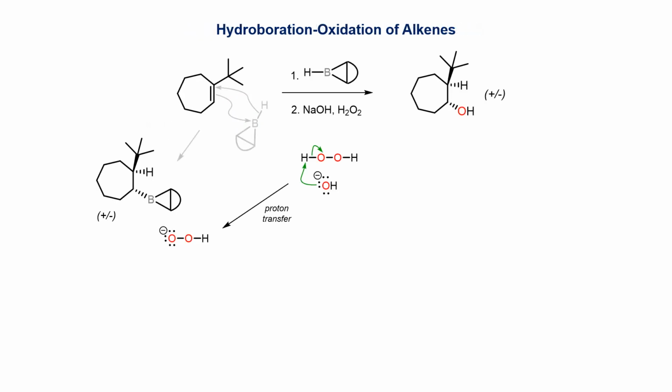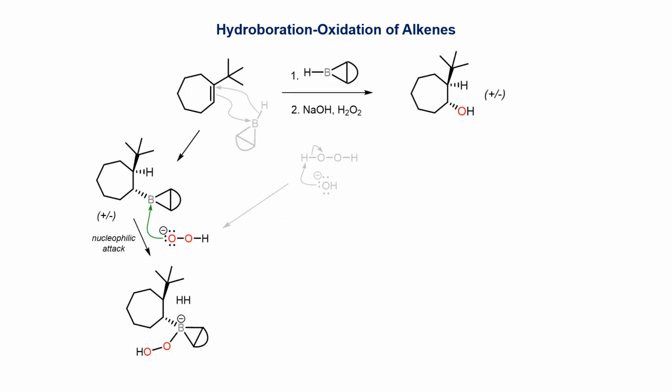A basic mixture of hydrogen peroxide and sodium hydroxide is then applied to the alkyl borane product mixture, with a fast acid-base reaction producing the nucleophilic peroxide anion in a preliminary step. The nucleophilic peroxide anion then attacks the electron-poor boron on the borane to produce a 4-valent borate adduct that is now negatively charged.